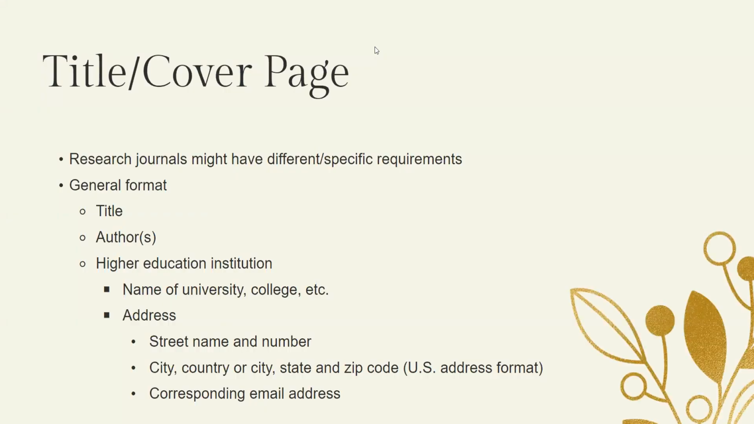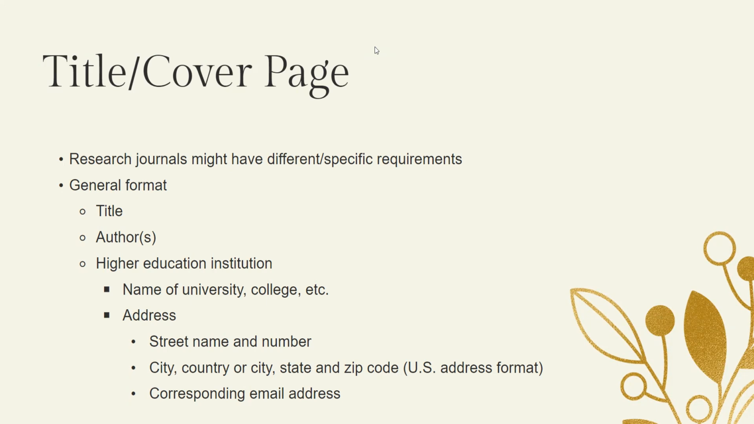Okay, so the first component of your research paper is the title or cover page. Depending on the journal or assignment, there might be different requirements in terms of what information is included on the cover page or what font size or font type you're allowed to use. The general format for a cover page is to include the title of your paper either at the top or in the center of the page, and then bold it.